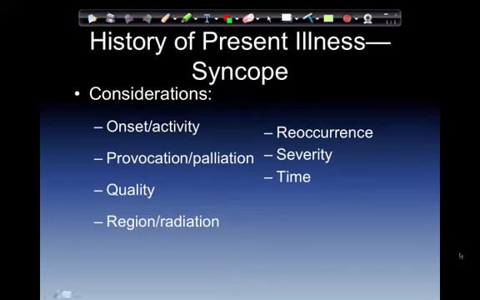History of present illness, syncope. Considerations: onset, activity, what makes it better or worse. Determine what makes the patient's symptoms, if anything, better or worse. Quality: what are they actually feeling, and have it in their words. Does it go to another region or does it radiate? What makes it reoccur, or has it reoccurred in the past? Severity on a scale of 1 to 10. And then what time the symptoms began.